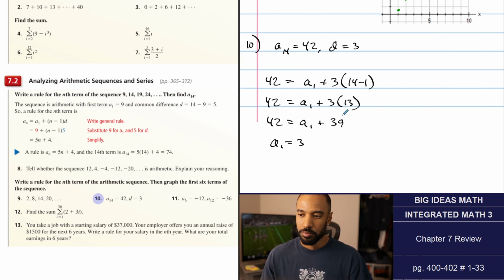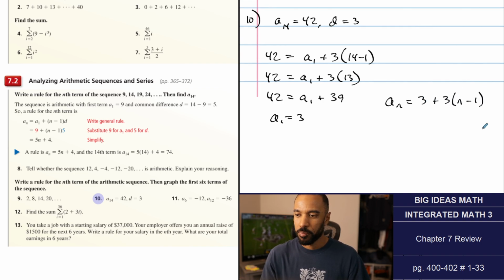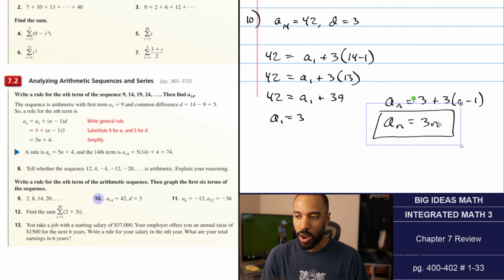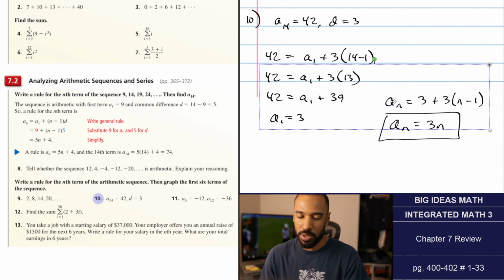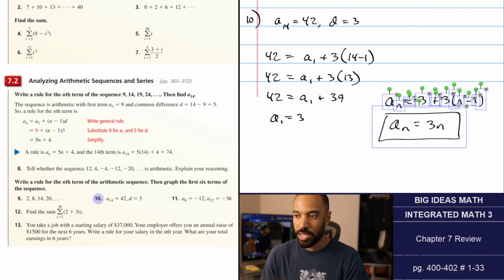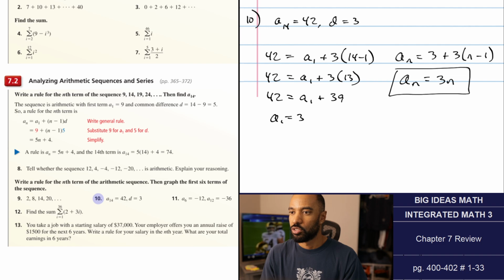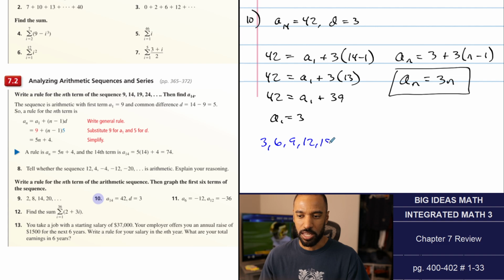So your rule is going to be 3 plus 3 times n minus 1. Once simplified, you distribute 3n minus 3. 3 minus 3 is 0, so you just get 3n. I started to notice when I said the 13th term is 39, 12th term is 36, that it's just 3 times whatever term you're looking for. So that's the rule, and then we have to come up with the graph of the first 6 terms. First 6 terms meaning first term is 3, and then you keep adding 3 from there. 3, 6, 9, 12, 15, 18. So let me write those out.